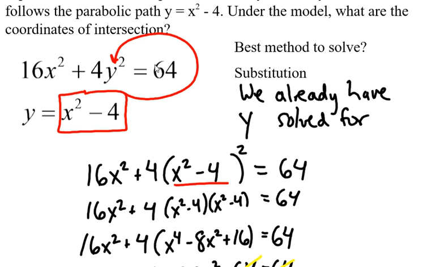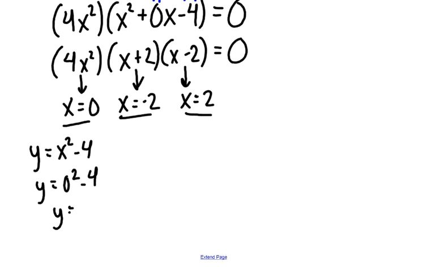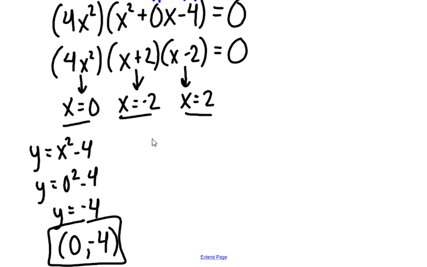How do I find the y values? I put them in to either of the original equations, but the second one I already had y solved for, so I just substitute in for x and then solve for y. Y equals x squared minus 4. If I put 0 in there, 0 squared minus 4 would be negative 4. So the first one is 0, negative 4. There's the first point where they would cross.